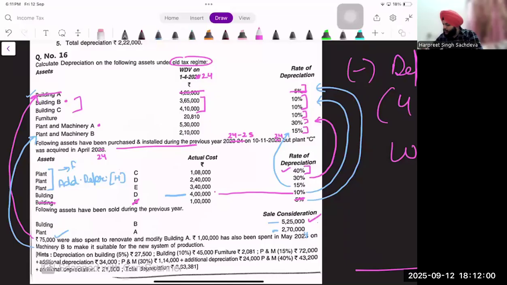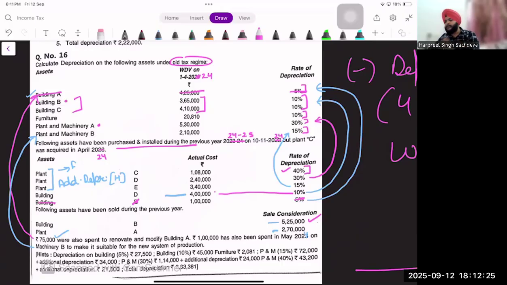So we can cancel out building B, building C, and building D also. This has been done. This building B sale also cancelled out. Remaining ones. Now furniture block 10%, WDV opening is 20,810. No purchases there, no sale is there.